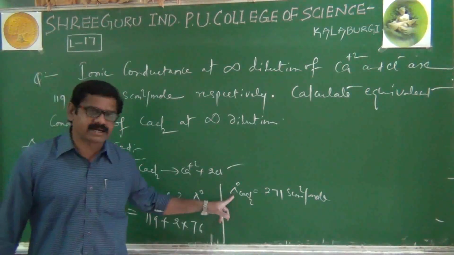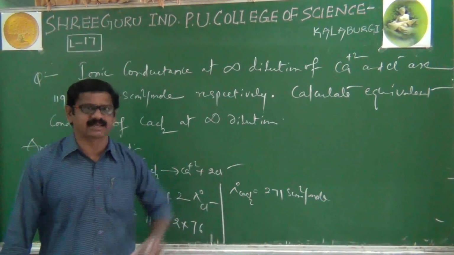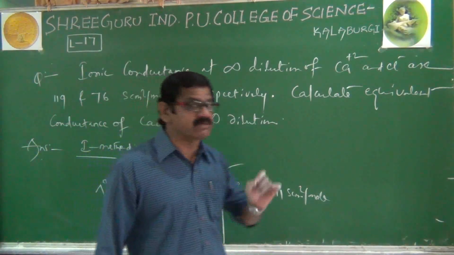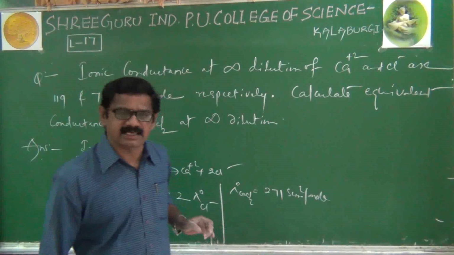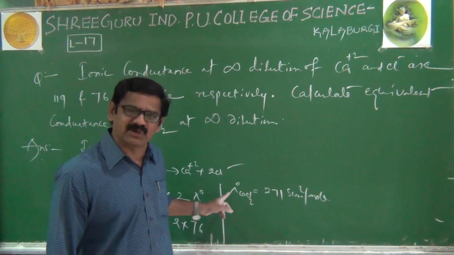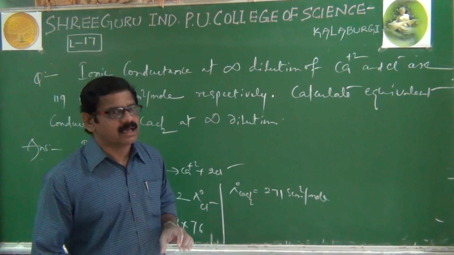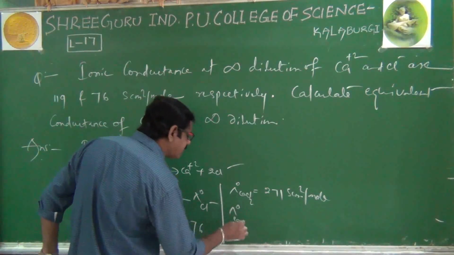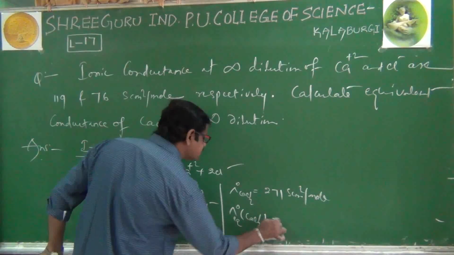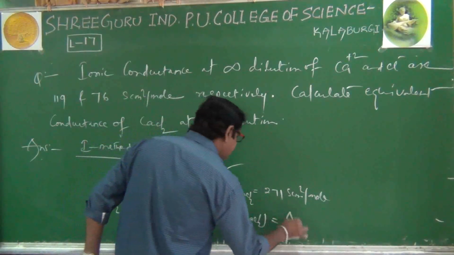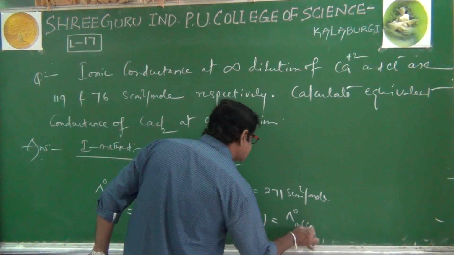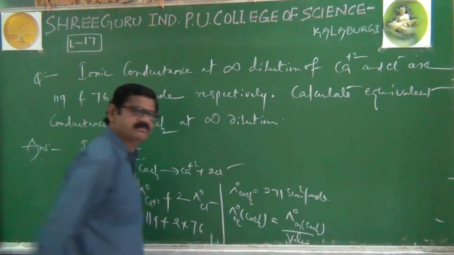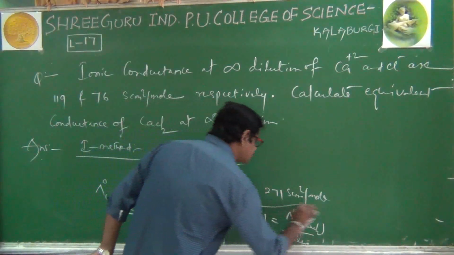Now molar conductance of calcium chloride has been calculated, but we don't need molar conductance, we need equivalent conductance. Therefore, in the last video we discussed the relation between molar conductance and equivalent conductance. Based on that, here for equivalent conductance, lambda naught equivalent conductance of calcium chloride is equal to lambda naught molar conductance of calcium chloride divided by its valency. This is the formula. In the last video we derived this expression.